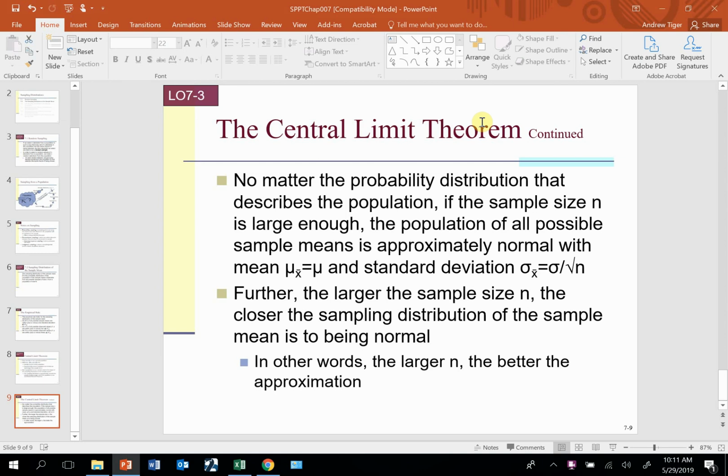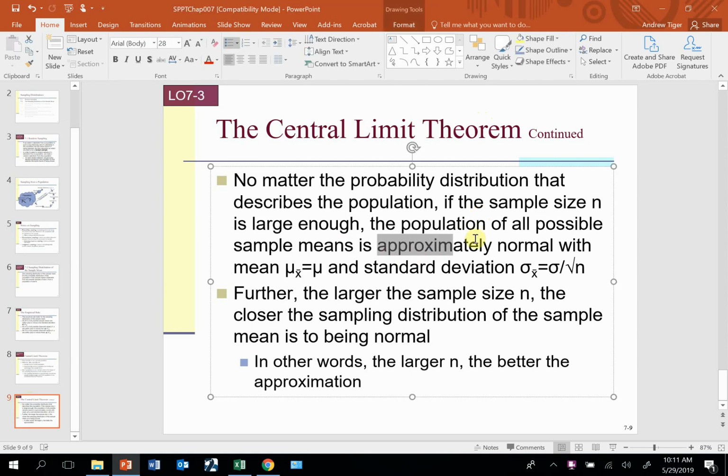Okay, in this video, I demonstrate the central limit theorem in Excel. Remember what the central limit theorem is. It says that no matter what the underlying probability distribution is, if you take a sample and you calculate the average of the sample, the distribution of these averages will look normal. And it's approximately normal because it becomes more normal as the sample size gets bigger.